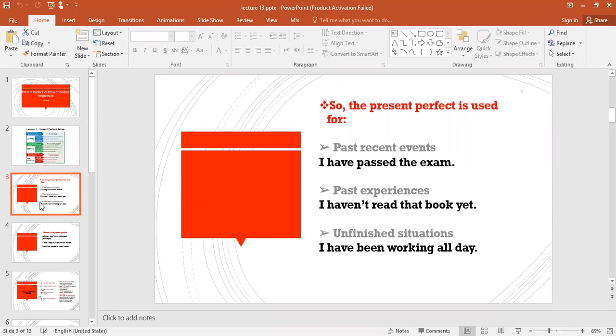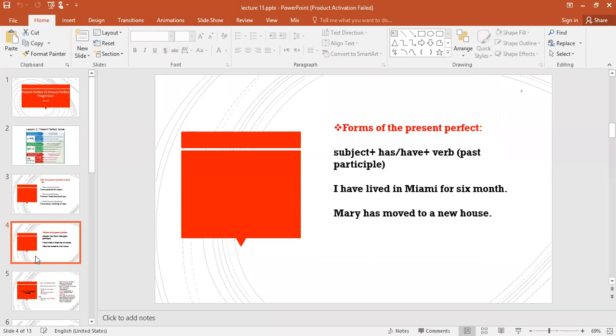Let's look at the examples here. As you can see, we have the past recent events like I have passed the exam. Okay, I have passed the exam. It didn't happen a very long time ago. It's a past recent event. I haven't read that book yet. This is the past experience. And unfinished situations, I have been working all day. So I have been working all day and I am working till now. Okay? Is everything clear?